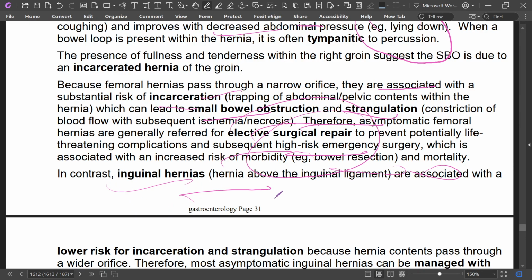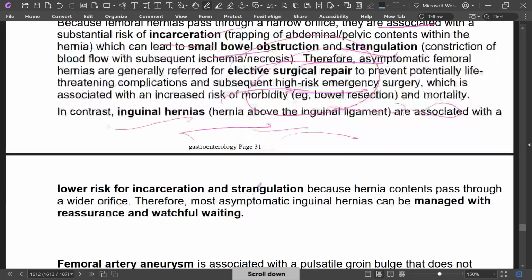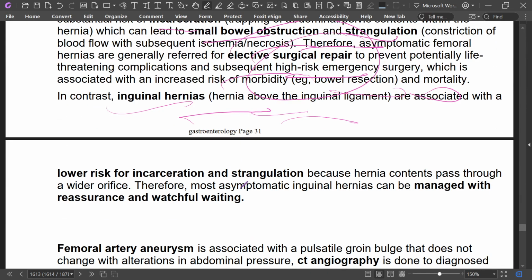In contrast, inguinal hernias above the inguinal ligament are associated with a lower risk for incarceration and strangulation, because hernia contents pass through a wider surface. Therefore most asymptomatic inguinal hernias can be managed with reassurance and watchful waiting.